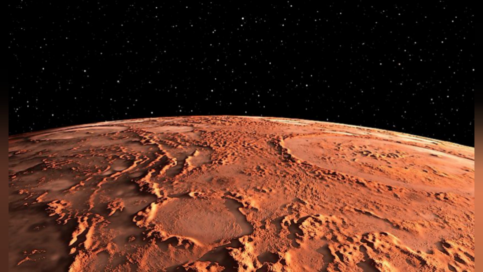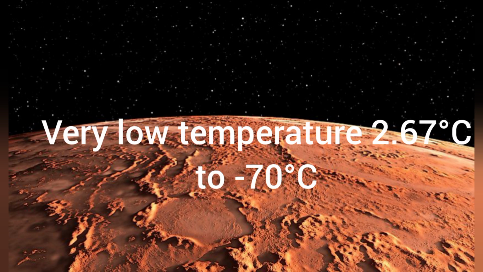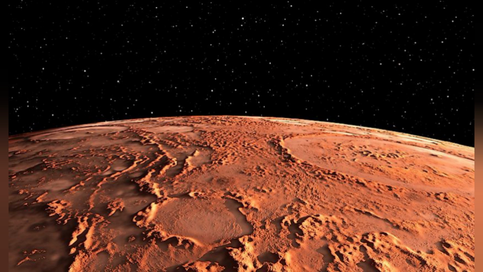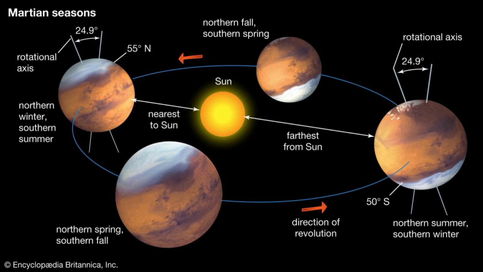Mars takes 24 hours and 37 minutes to complete its rotation around its axis and 687 days to complete one revolution around the Sun. The surface temperature of Mars ranges from 2.67 degrees centigrade to a low of minus 70 degrees centigrade. Mars also has white polar caps, like the Arctic and Antarctic on the Earth, at the north and south poles, which change size according to the different seasons. So there are thin layers of ice or frost in winters.